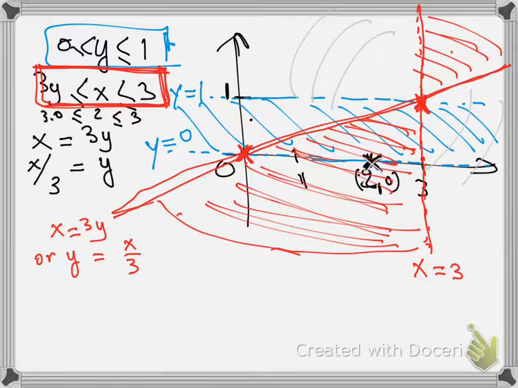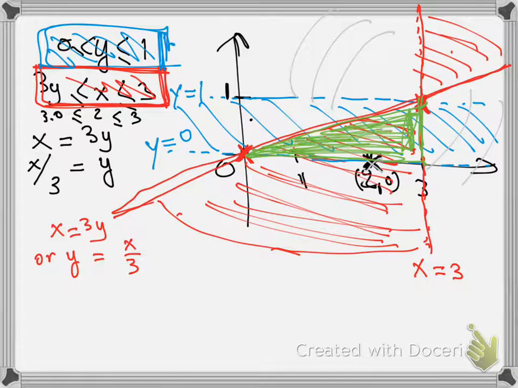Now, what's the intersection between the blue region and the red region? Well, of course, the intersection is going to be this triangle here. So that's my region, my region of integration. I'm going to integrate over this region. This region again corresponds to y between 0 and 1 and x between 3y and 3.